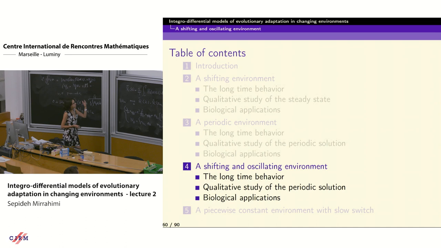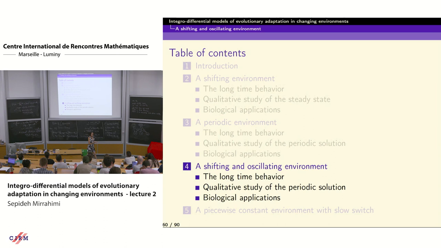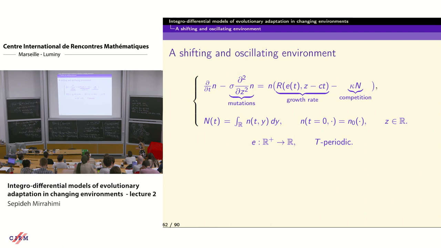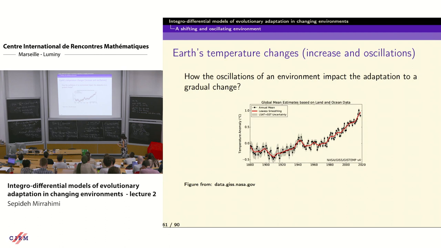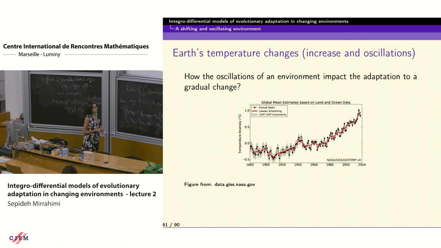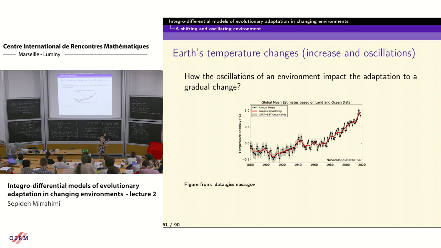In the third section, we will mix this shifting and oscillating environment. And I will go very fast, actually. The motivation for that is, for instance, to consider the increase of temperature on Earth, that it is gradually becoming higher and higher. But there are also fluctuations and periodic oscillations because of the seasonal effects.